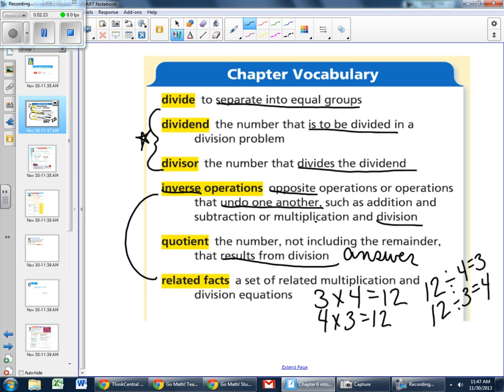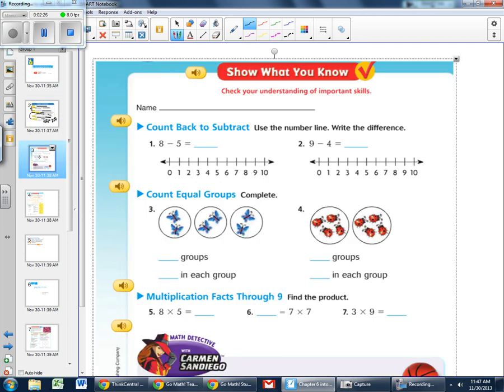We're going to go ahead and start in your book today and looking at page 207. Showing what you know, check your understanding of important skills. So it's going to give us a couple of different ways to solve some, it looks like, subtraction and multiplication problems because those are inverse to our addition and our division problems.